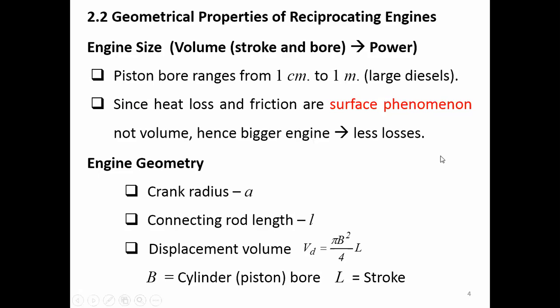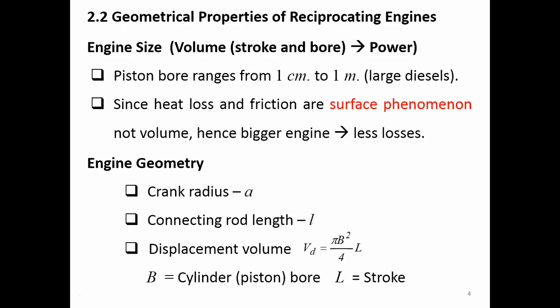in which you can expect that you have less and less losses for bigger and bigger engines. Why? Because of the first sentence: heat loss and friction are surface phenomena. That means the scale or the magnitude of heat loss and friction depends on the surface, not on the volume, right?